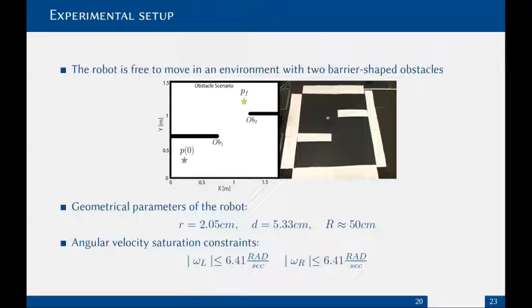The effectiveness of the algorithm is tested by considering an environment with two barrier-shaped obstacles, in which the robot is free to move. For the sake of completeness, the geometric parameters of the robot are reported. Each wheel has a radius of 2.05 cm, a wheel axis of 5.33 cm, and a vision radius of approximately 50 cm. Furthermore, the saturation constraints are considered. Each wheel cannot exceed an angular velocity of 6.31 radians per second.